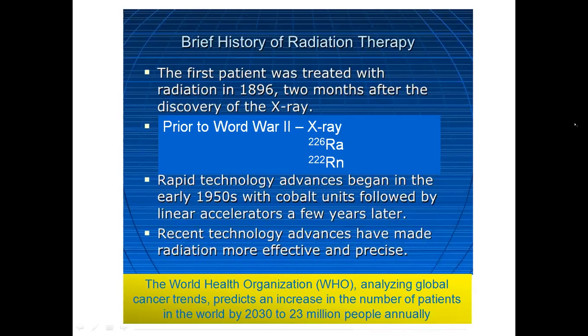The first patient was treated with radiation in 1896, just 2 months after the discovery of Wilhelm Conrad Röntgen. The field of radiation therapy began to grow from the beginning of the 20th century, largely due to the groundbreaking work of Nobel Prize-winning scientist Marie Curie, who discovered the radioactive elements polonium and radium in 1898. This began a new era in medical treatment and research.